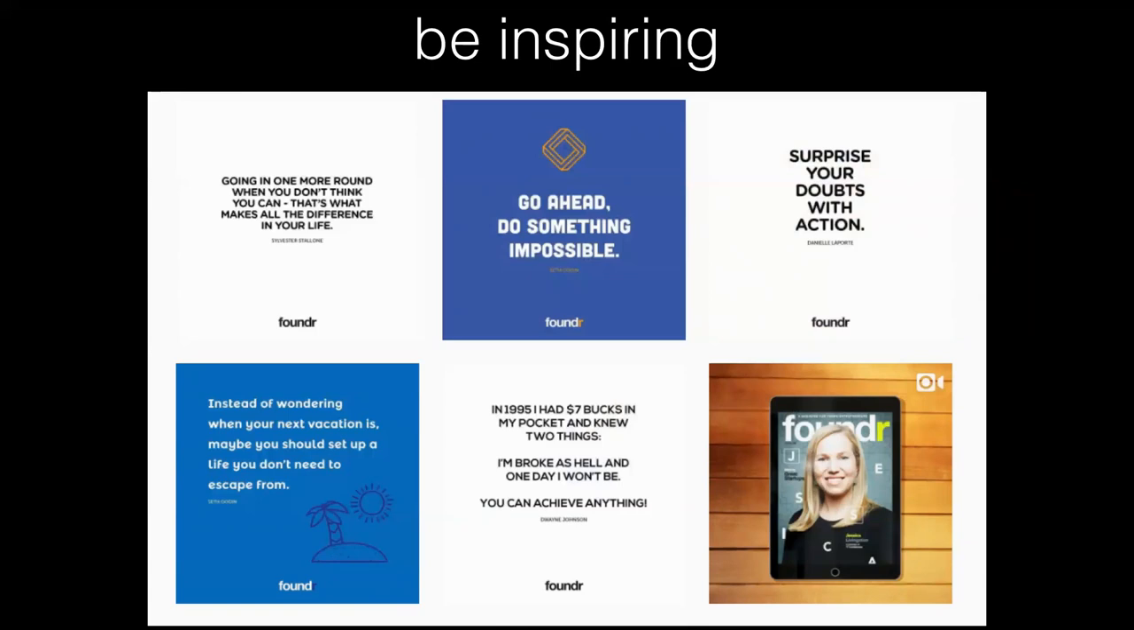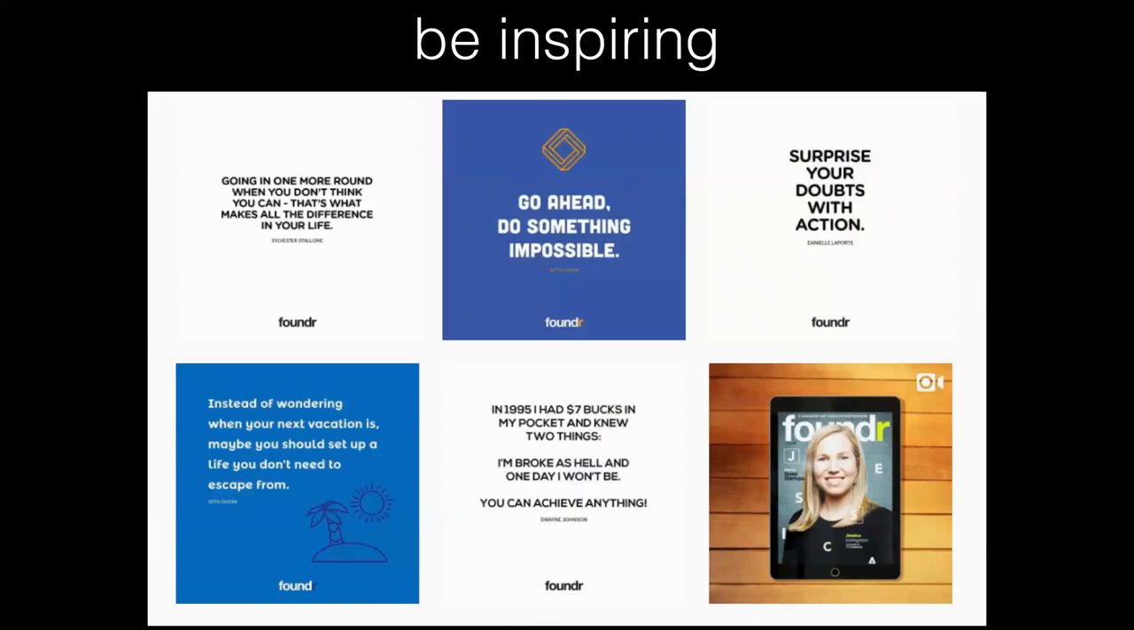If you're a bit stuck with Instagram and you're not sure how to use it to build a following, Nathan Chan from Founder Magazine has also created this amazing resource. If you just Google Founder Magazine Instagram, and it's founder with no E, F-O-U-N-D-R, then you can access that free resource that he has created, and it's just excellent.